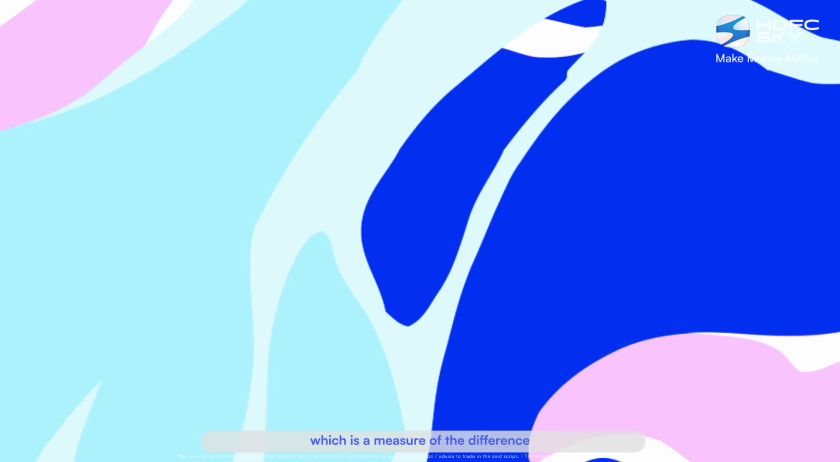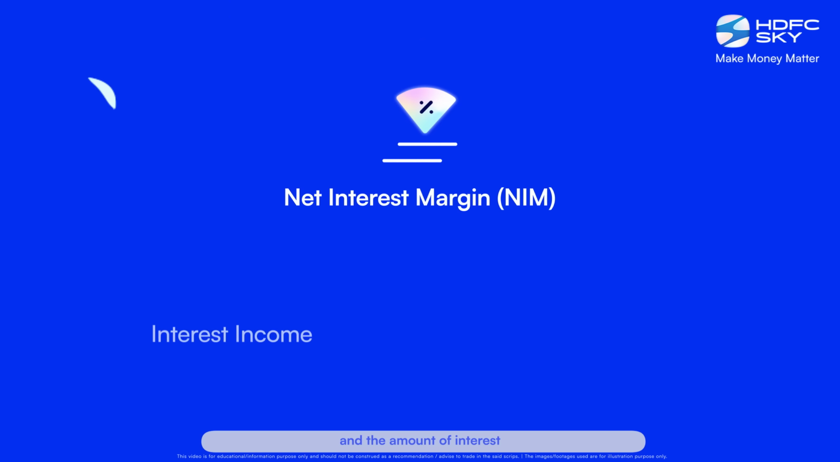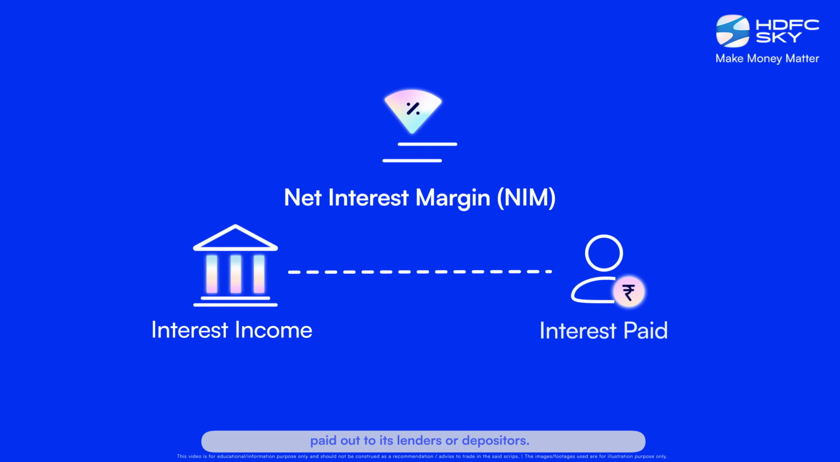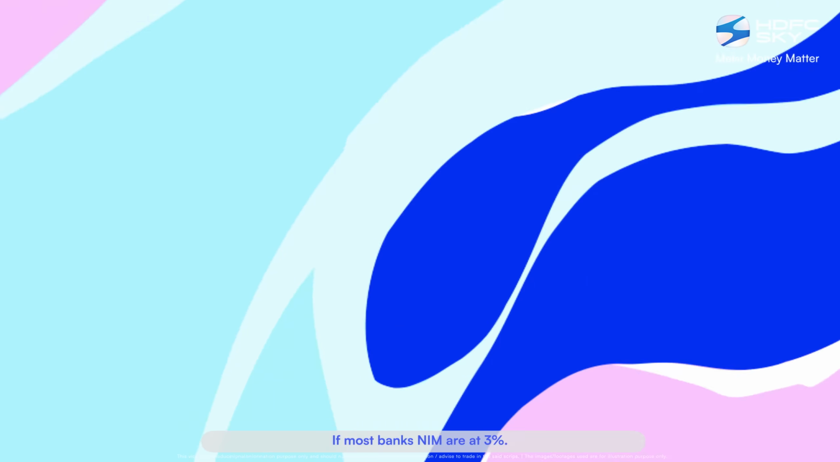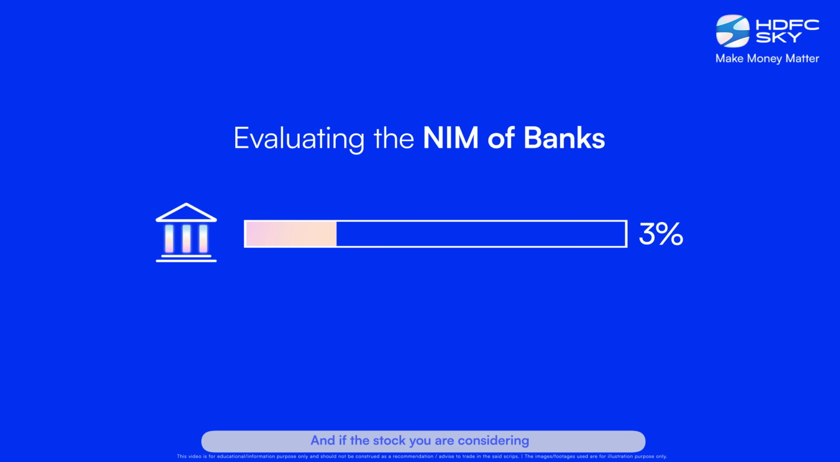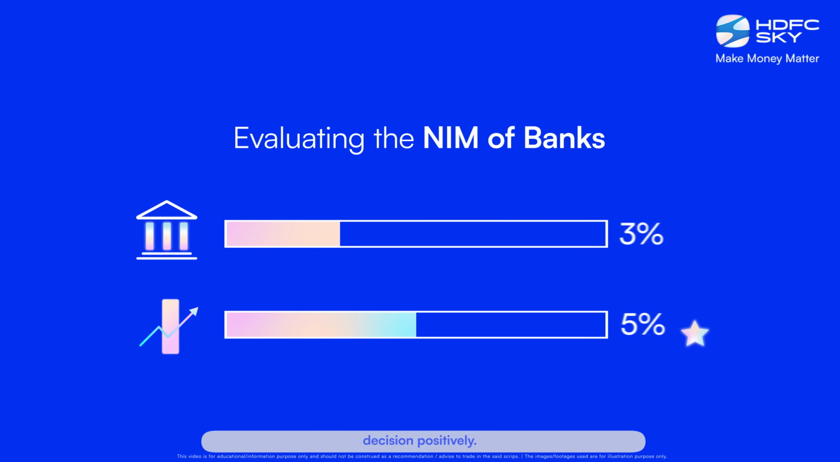Another example could be NIM, net interest margin, which is a measure of the difference between the interest income generated by the bank from its borrowers and the amount of interest paid out to its lenders or depositors. Higher the NIM of a bank, the better is the bank's performance in this regard. If most banks' NIM are at 3%, and if the stock you are considering has NIM of 5%, this may impact your investment decision positively.